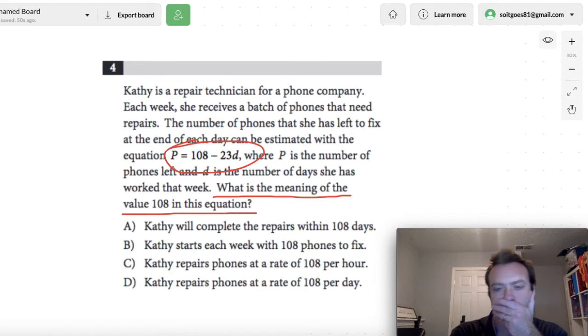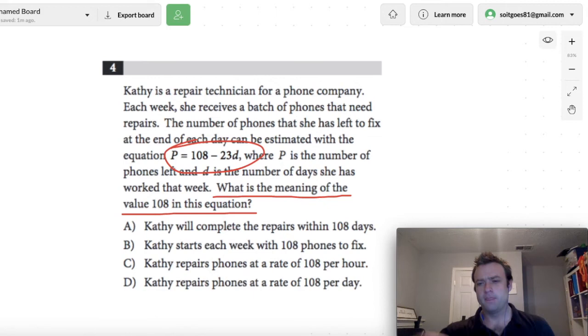Kathy will complete the repairs within 108 days. What do you think about that? Is that at least possible in the real world? Well, I'm not really sure, honestly. Yeah. If we can't eliminate it, let's keep it. All right. Answer choice B, go ahead and read that for me, please. Kathy starts each week with 108 phones to fix. Is that possible in the real world? I'm not sure. You would need a lot of people with broken phones. That's a lot of phones, right? But I think it's at least possible. Yeah, it's possible. If we can't eliminate it, don't eliminate it.